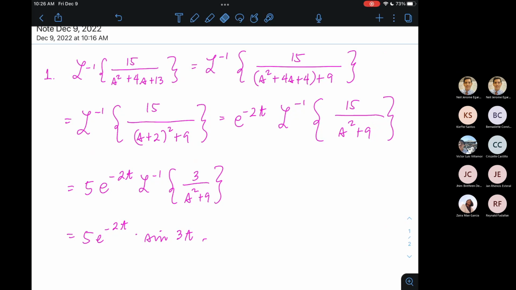Do you have any clarifications to this one? Isa pa? Okay, let's try one more. Number 2. Inverse Laplace transform ng 1 over s squared plus 2s plus 5.